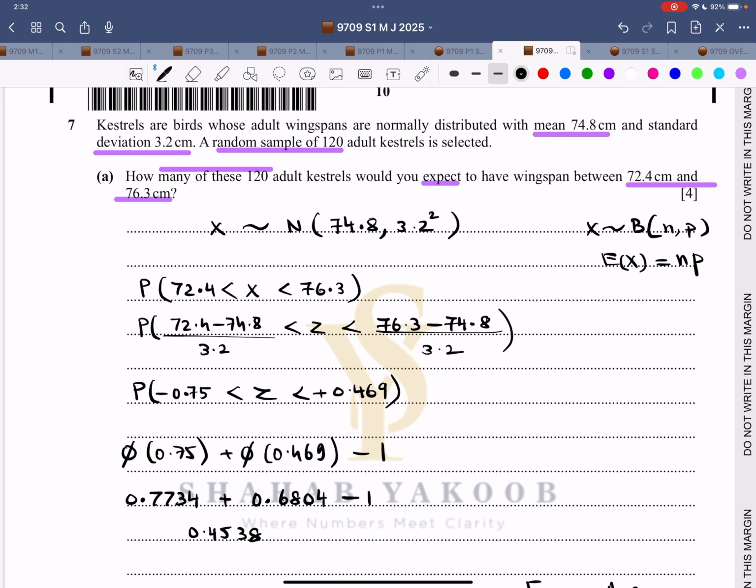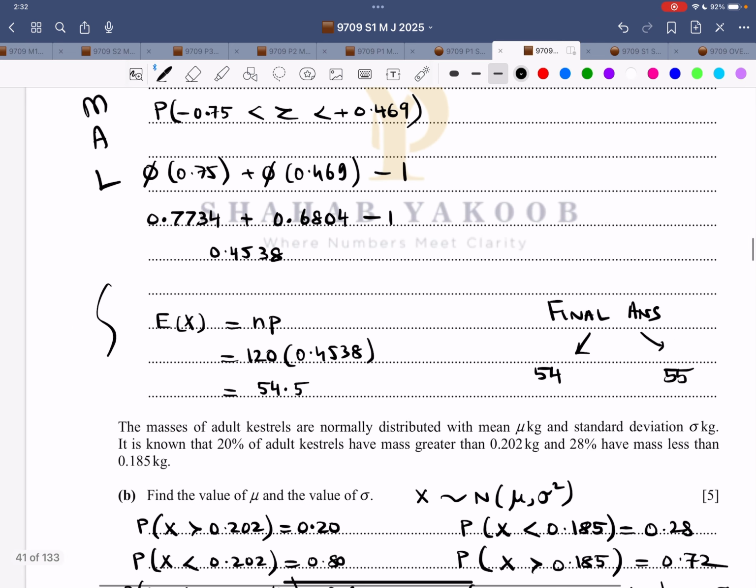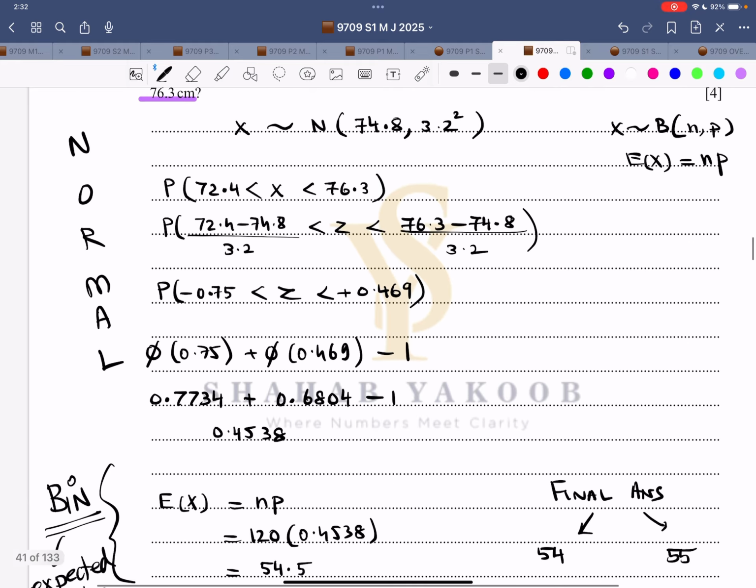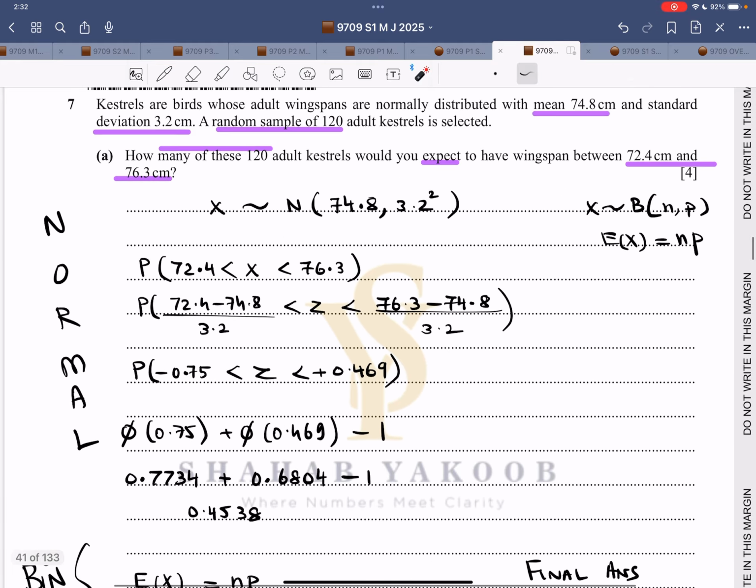So in the beginning, this is normal distribution. So we use normal to find probability. And then binomial jumps in over here because we need to find the expected value. So that is basically the concept of average. Nothing special about it. Now it says how many of these would have a wingspan between these two values. So write x lying between these two. Write x into z. Standardize, standardize. This is negative. This is positive.